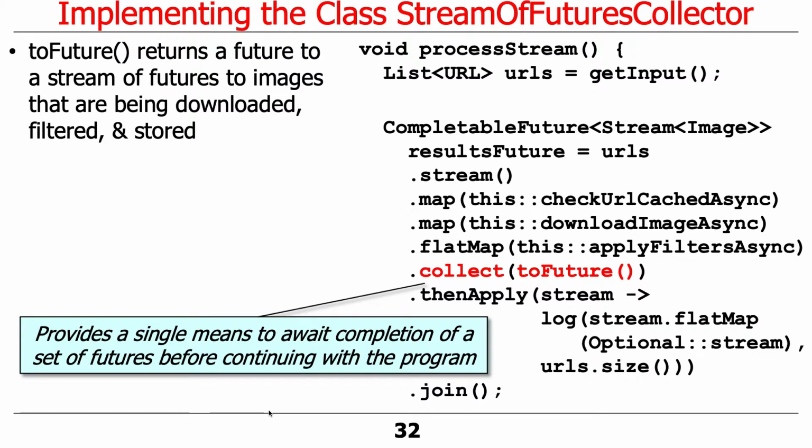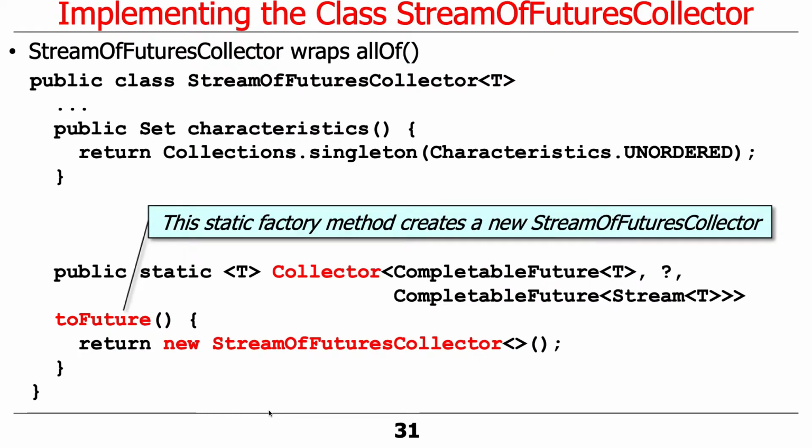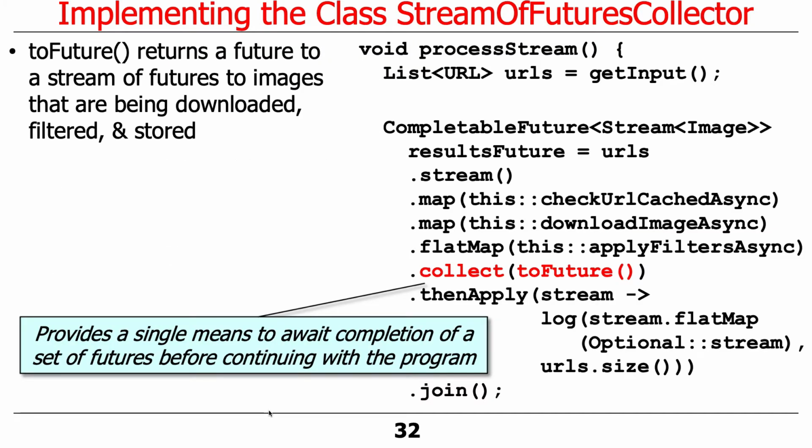So given all that stuff, here's how this gets applied. When the collect method terminal operation is hit, the toFuture factory method is called, which is this guy right here. And as you can see, that makes a new stream of futures collector. That stream of futures collector is used to take the stream of optional images and then create a single completable future, and it sets all the wheels in motion. Everything is running at that point. This is really where all the fun starts. And that single completable future is then used to finish the processing once we're all done at the end.